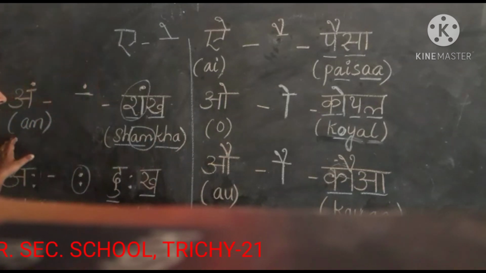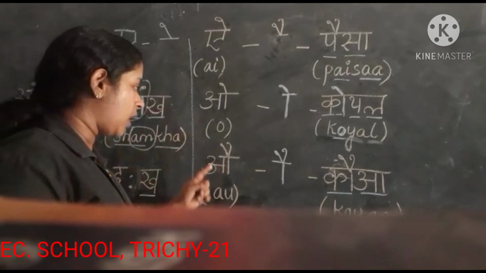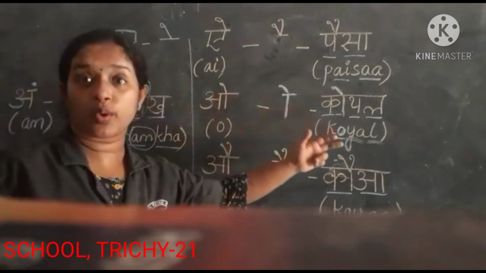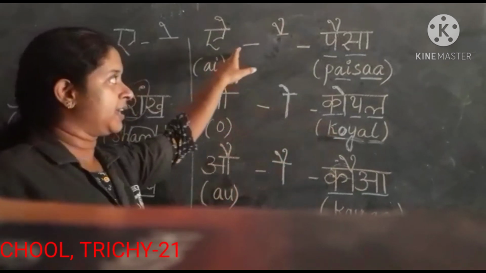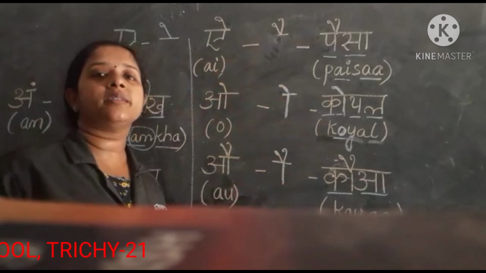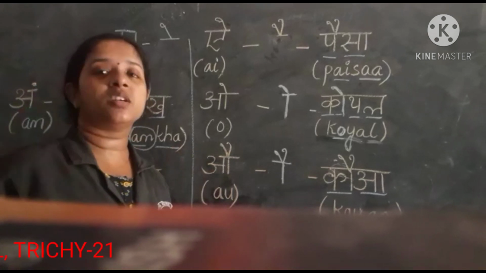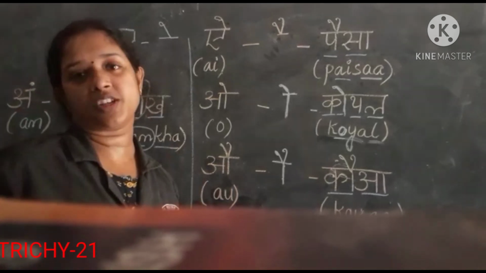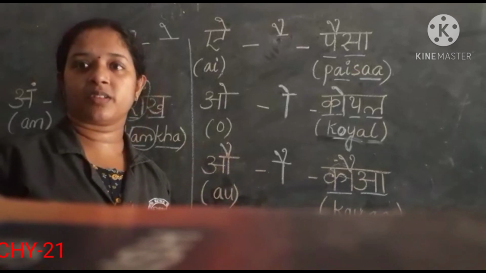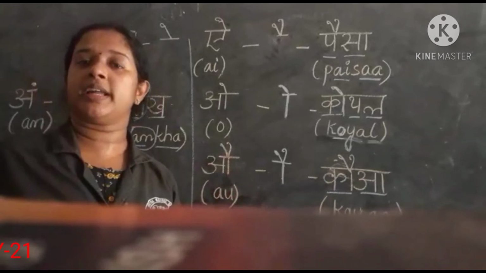For each symbol, the sound should be there in that particular word. Similarly for au, kawa, that ow sound should be there. For o, koyal, o sound. For ai, paisa, that sound is coming, isn't it? So in each and every word, some sound will be there. We have to recognize that symbol and that sound to identify the symbol correctly, so that we can write new words by ourselves. By adding those words, we can write sentences, paragraphs and stories like that.